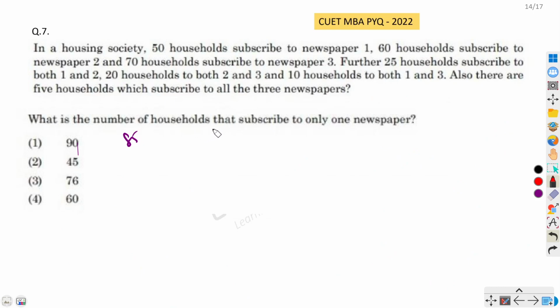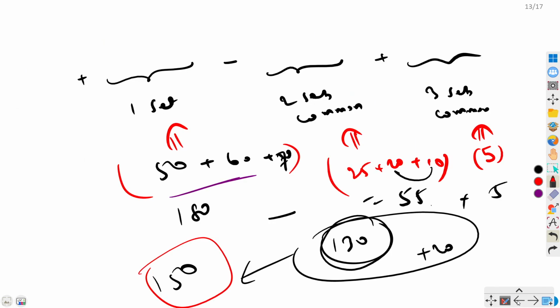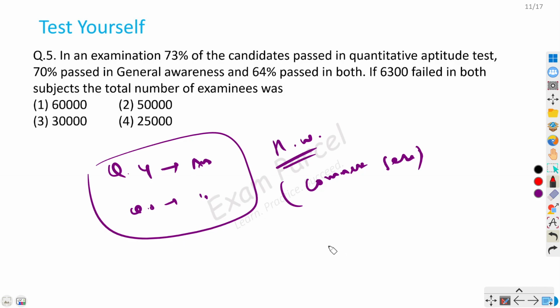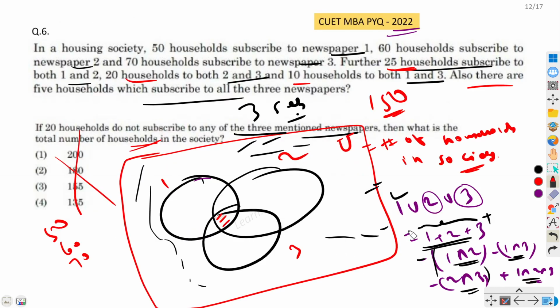Same data is there. What is the number of households that subscribe to only one newspaper? So how will you find only one newspaper? What they're asking is this portion, this one newspaper only, this portion, and this portion, because these are the households which have only one newspaper, right? They have no common portion with others. So how can we find? We know all these values now, right?